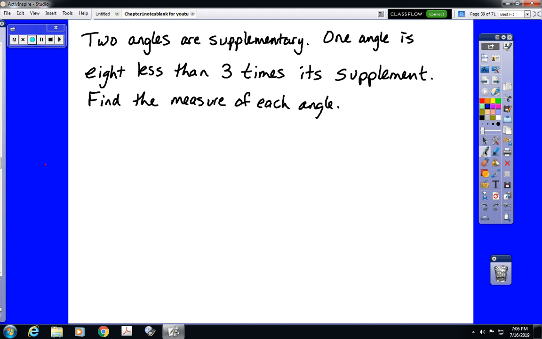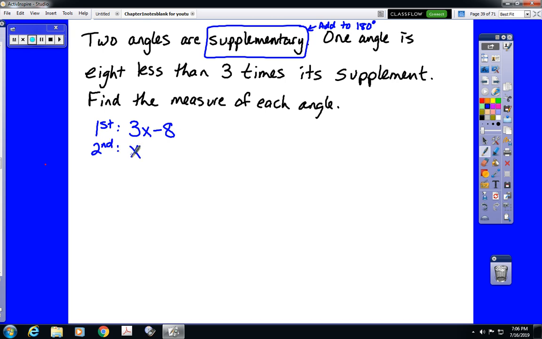Two angles are supplementary. Now we need to think about what that means. That means that those angles add to 180 degrees. That's a key word there. It says one angle, the first angle, is 8 less than 3 times its supplement. So if we let the supplement equal x, our second angle is x, then our first angle would be 3 times x minus 8. 8 less than 3 times the other angle.